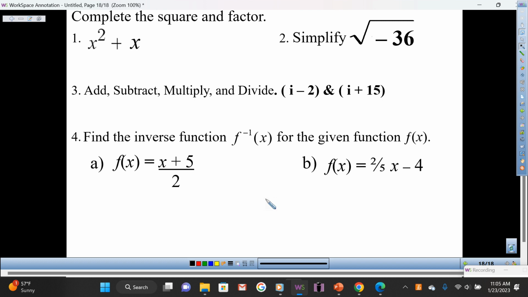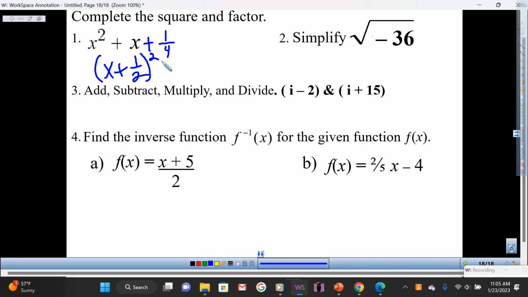What did you get for number 1 to complete that? Plus what? Which is 0.25 or 1/4. That is correct. And my factors, 1 over 2 squared, so that means x plus 1 over 2 squared. Hands up if you got that? Okay.